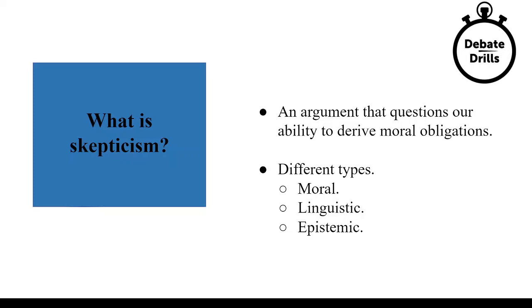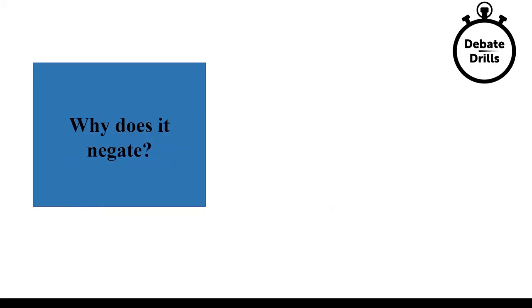So there are three main types of skepticism that I'll cover in more detail in the following slides. So the first is moral. So this questions specifically our ability to derive normative obligations. Second is linguistic, which often says that language is indeterminate and language cannot be used to derive moral obligations. And then finally is epistemic skepticism, which is skepticism about our ability to have knowledge, which would include moral knowledge. So it's our skepticism about our ability to come to conclusions about moral knowledge.